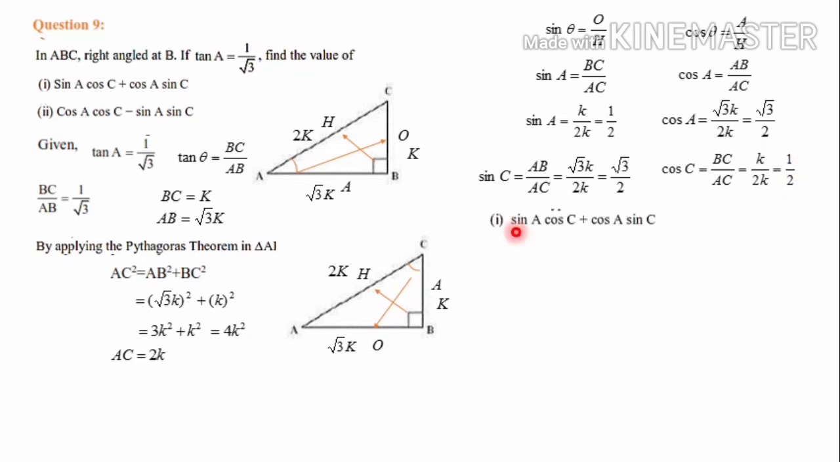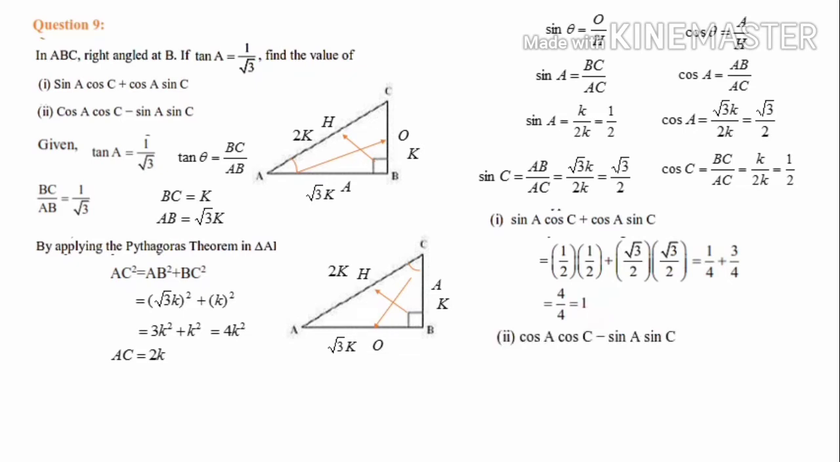Next, first question, that is sin A cos C plus cos A sin C. Let's substitute the values. Sin A value is 1 by 2, cos C value is also 1 by 2. Here we have calculated, plus cos A value is root 3 by 2 and sin C value is root 3 by 2. Go for the calculation, that is 1 into 1 is 1, 2 into 2 is 4. So 1 divided by 4 plus root 3 into root 3, that is 3, 2 into 2, that is 4. Then when you take 4 as common LCM, numerator becomes 1 plus 3. 1 plus 3 is 4 by 4, that is 1 is the answer.